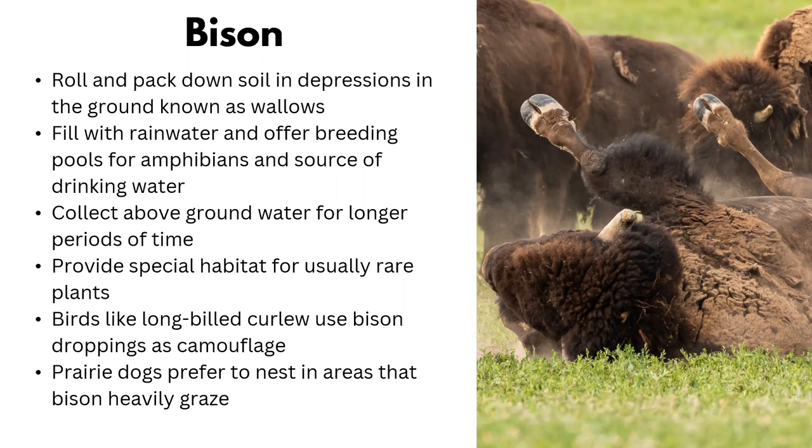The prairie is a pretty unforgiving place most of the time. So when animals are able to find water, that's something that they can grab. These wallows also provide special habitat for plants, usually rare plants, by the way, just because they need so much water or they need a certain area of the soil to grow in.